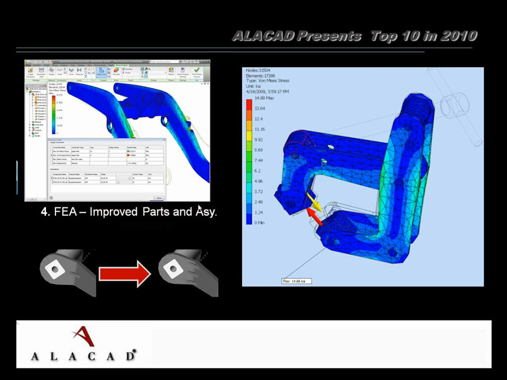Finite element analysis. Parts and assemblies. You'll see on the right hand side an assembly. This is not a derived part. This is an assembly. I can go through and treat different places as contacts, bonded, so I have control over how this gets analyzed. Gets me closer to real life.